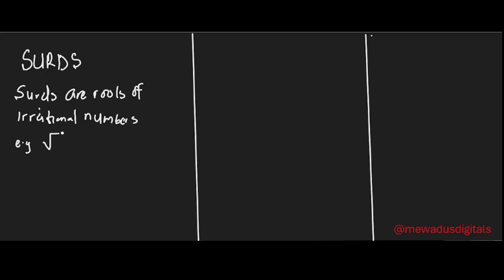In this video, we'll be taking the topic surds. Surds are roots of irrational numbers, e.g. root 2, root 7, root 12, root 18, etc. are all surds. Now, before we proceed, we need to take the rules of surds.